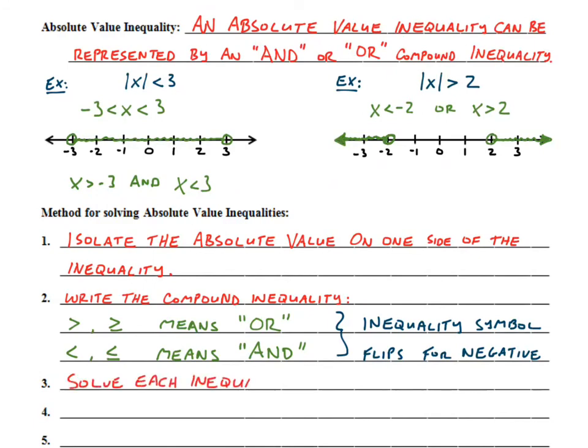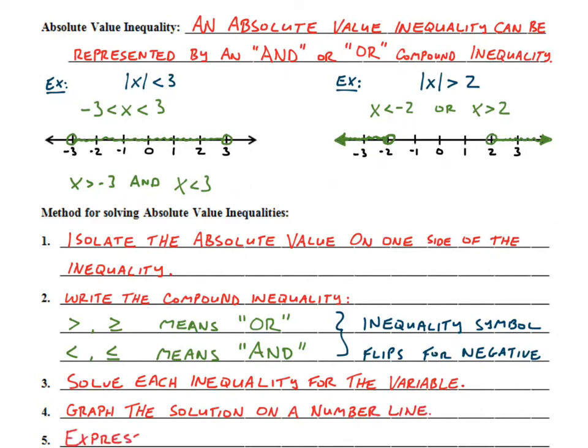Our next step then is to solve each inequality for the variable. Then we can graph the solution on a number line. And finally, we can express our solution using our interval notation that we learned in the previous section. All right, so here are the steps for solving absolute value inequalities.